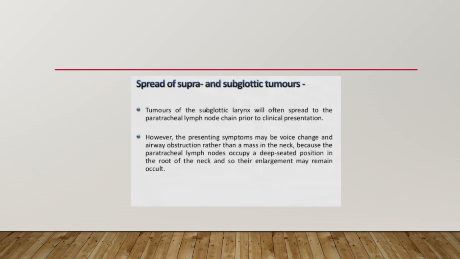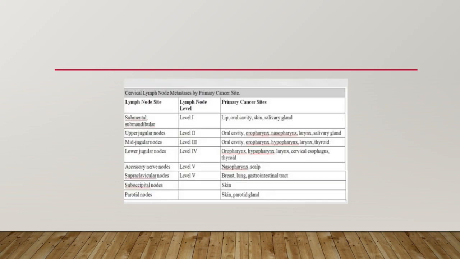The tumors of the subglottic region spread to the paratracheal group of lymph nodes. So, before they clinically present to you, paratracheal lymph nodes may already be involved. However, the presenting symptom may be a voice change or airway obstruction rather than a mass in the neck, because paratracheal lymph nodes are not very easy to palpate, even though they can be picked up in CT scans.